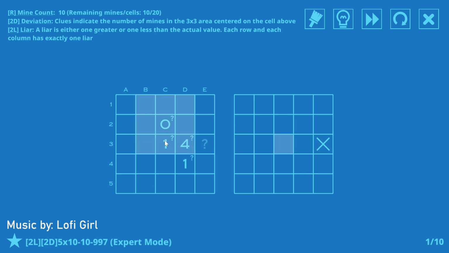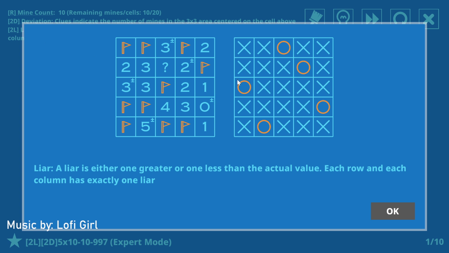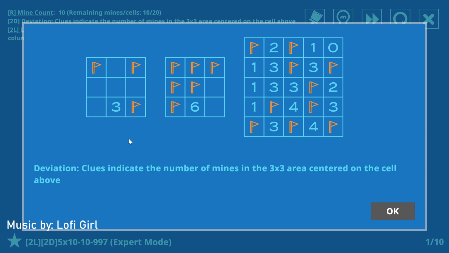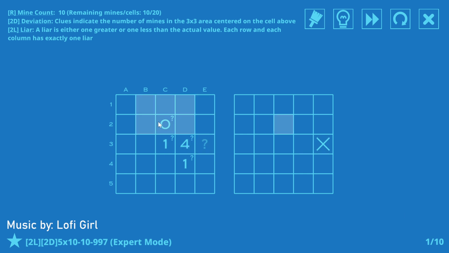Well, deviation is pretty similar to regular Minesweeper compared to the rest of the right side clues. So it shouldn't be too different. Liar means that every row and column has 1 liar, which is denoted by where the circle is on this board. And wherever that liar is, that value is either 1 more or less than what it actually shows. So this is either a 2 or a 3. So you can see it has 2 mines around it and not 3. This 0 is a 1, so it has 1 mine around it, not 0. And deviation really just means that numbers refer to the 3x3 area above it and not around it. So you can see here it's coloring the exact space that it covers.